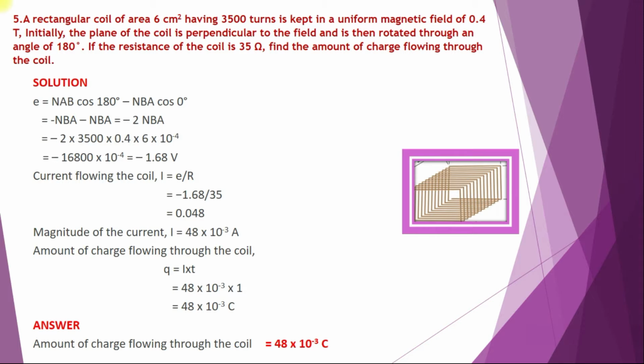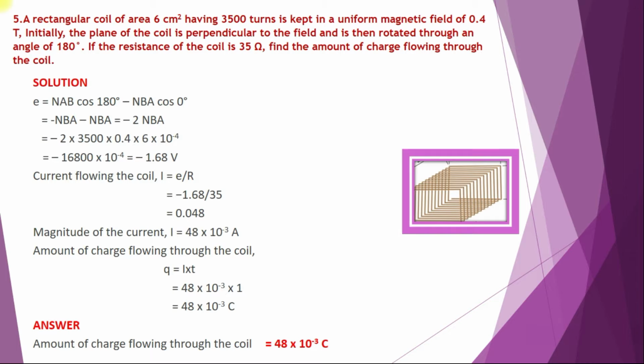minus NBA minus NBA, which is equal to minus 2 NBA. Now substitute the value of N, B and A from the given data, which is equal to minus 2 into 3500 into 0.4 into 6 into 10 power minus 4, which is nothing but minus 16,800 into 10 power minus 4, which is minus 1.68 volt.